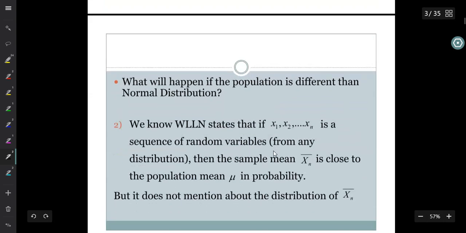Now let's look at the second scenario. What will happen if the population is different than the normal distribution? According to the weak law of large numbers, if we have a random sample x1, x2 up to xn from any distribution, no need to be the normal distribution, then the sample mean xn bar is close to the population mean mu in probability. But it does not mention the distribution of xn bar.